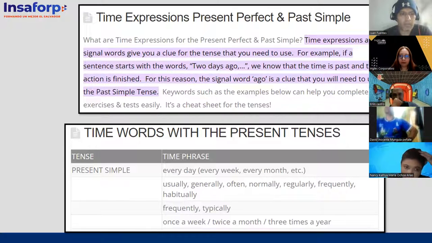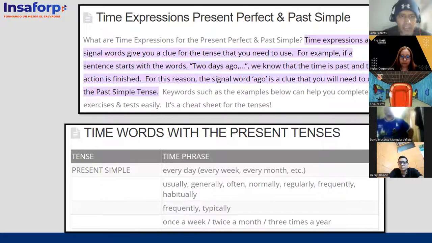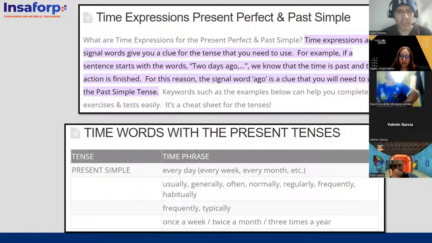Thank you. Veamos time phrases. Las primeras 2 líneas. Present simple. Every day, every week, every month, usually, generally, often, normally, regularly, frequently, only. Habitually. How do you say? Habitually. Habitually. Okay. Thank you. And the last ones? Okay. Frequently, typical, once a week, once a month, three times a year. Eso sería once a week, repeat. Once a week. Twice a month. Twice a month. And three times a year.